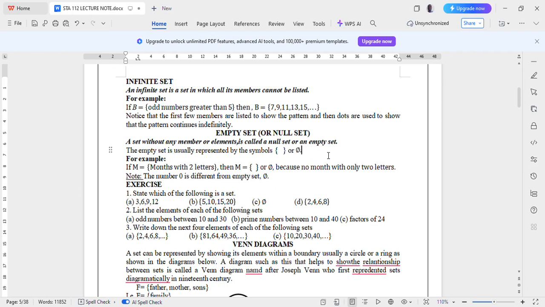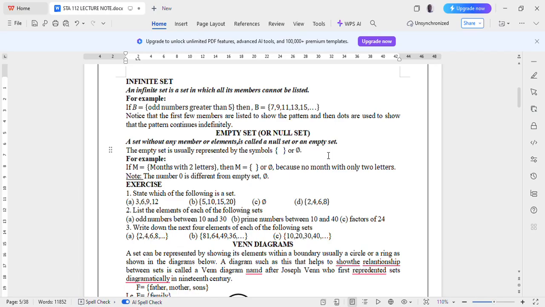Mind you, if you put a dot inside the brackets, then it shows that the set is no longer a null set. That dot serves as an element of that set. So if M is a month with 2 letters, then M is an empty set. There is no month with 2 letters. The least you can have is 3 letters, which is May.